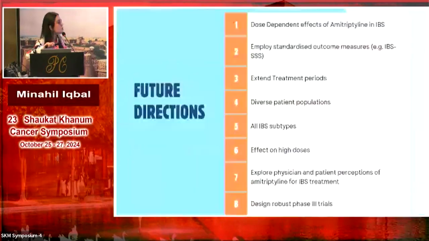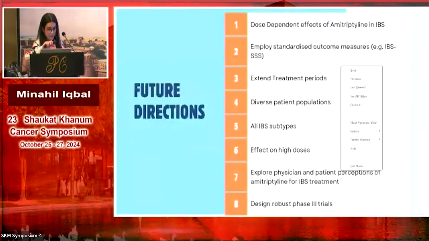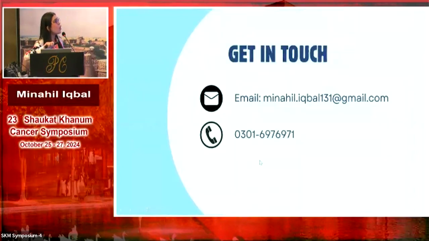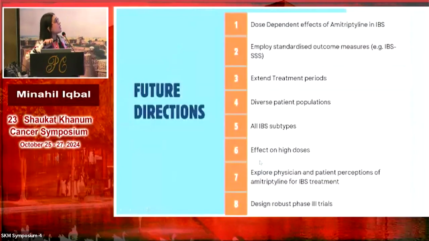So in future, these are all the future directions that future researchers can incorporate into their studies, especially when conducting research on IBS-SSS: they can see the dose-dependent effects of amitriptyline in IBS, and they can also extend the treatment periods, use all IBS subtypes, and also use standardized outcomes.